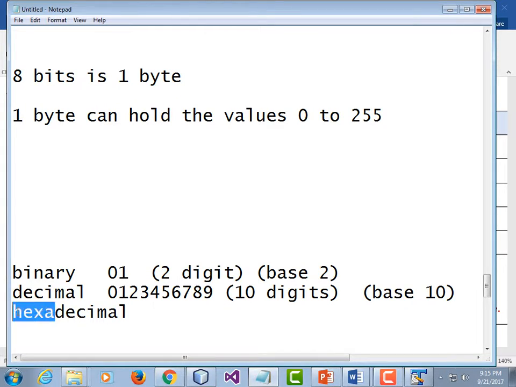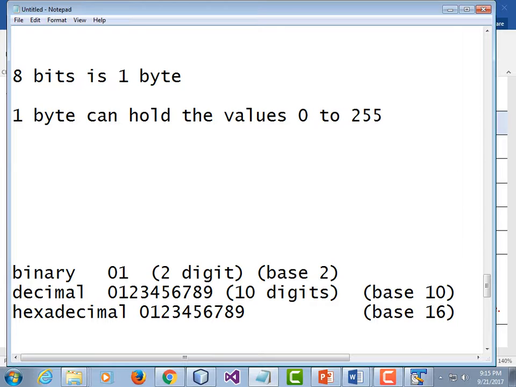So hexadecimal. Hex meaning 6, decimal meaning 10. This is base 16. So not only do we have 0, 1, 2, 3, 4, 5, 6, 7, 8, 9, but we've got to keep going. That's only 10 digits, and we want 6 more digits. Some of y'all know the answer to this. What did they do to give ourselves 6 more digits? What came after 9? A. We had an A and a B and a C and a D and an E and an F, right? That way we had 6 extra digits.